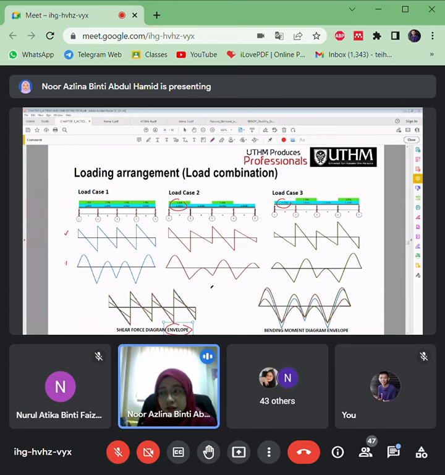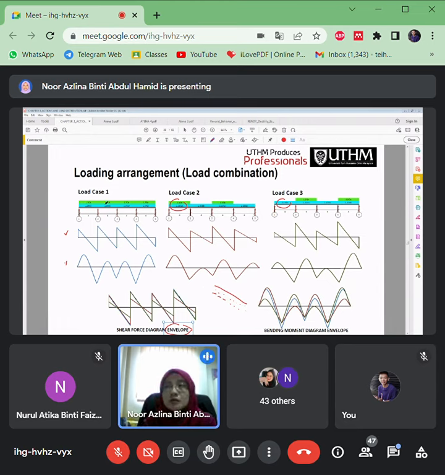How to differentiate is you can use different colors. Kan, load case 1 aku nak guna color biru, load case 2 guna color merah, load case 3 guna color hijau. Or you can use different types of line: load case 1 use a solid line, load case 2 use a dotted line, load case 3 use a dash line. So this is how we make differences between the load cases.